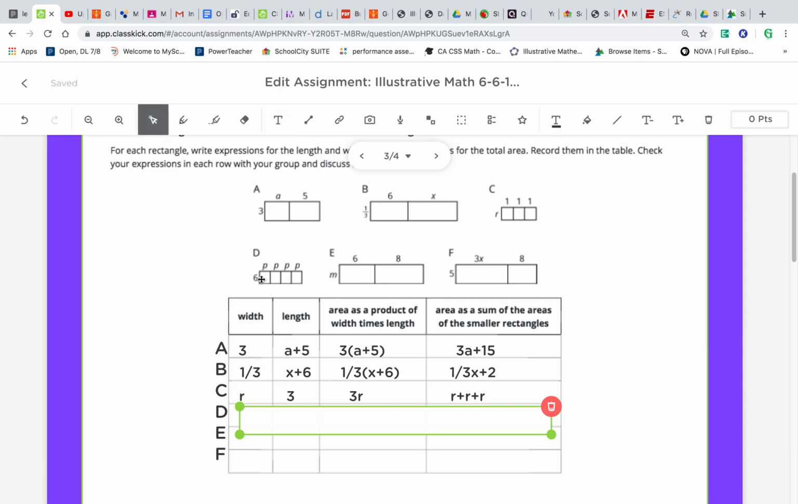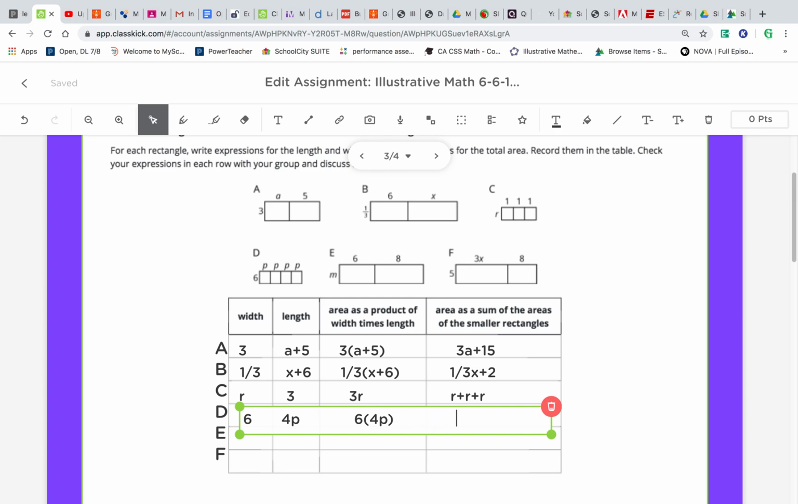All right, for D, let's go ahead and work on that one. We have the width would have to be 6, and the length would be P plus P plus P plus P. If we add all those up, you see here how r plus r plus r was 3r? Well, P plus P plus P plus P, that's 4P. So we're going to call that 4P. And then area as a product of width times length, that's going to be 6 times 4P. We could also call that 24P, because 6 times 4 is 24. So you could also write that as well.